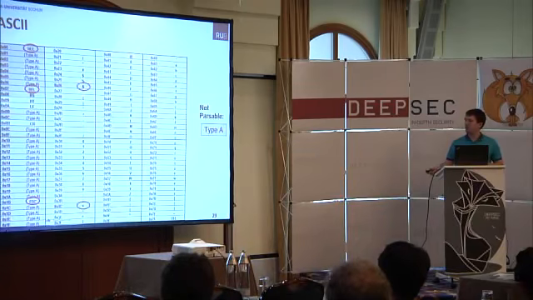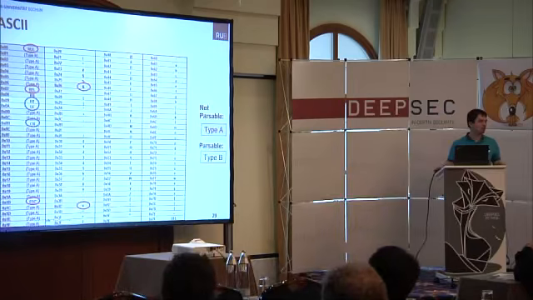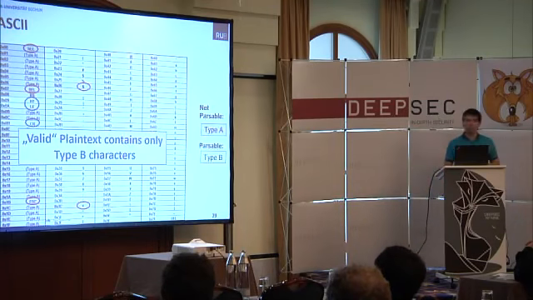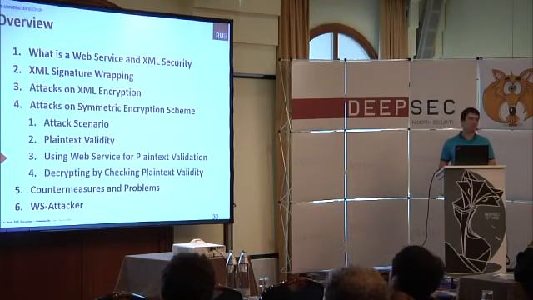Then we have here also some specific characters like ampersand or left parenthesis. This is also not parsable, or type A characters. And then we have here some specific characters like horizontal tab, line feed, or carriage return. These are type B characters. Also, we have here some specific characters from the alphabet. In the next few minutes, we will consider that valid plaintext contains only type B characters, so these parsable characters. Why can we use a web service for plaintext validation?